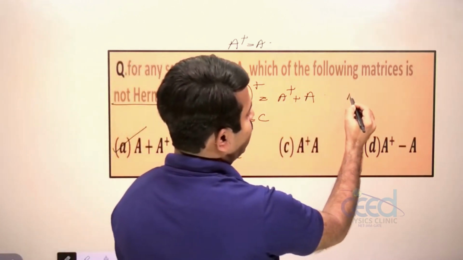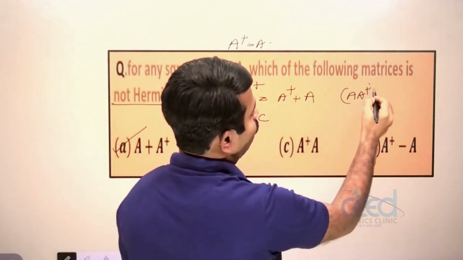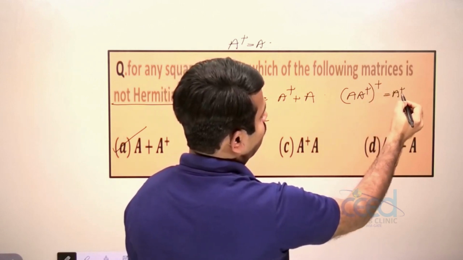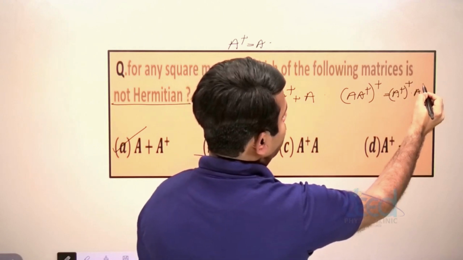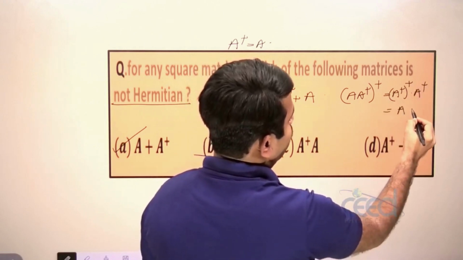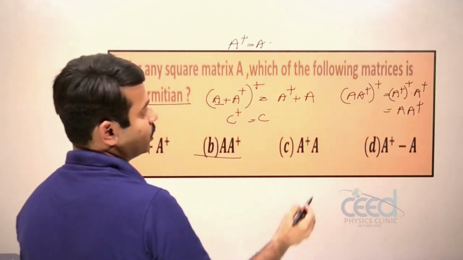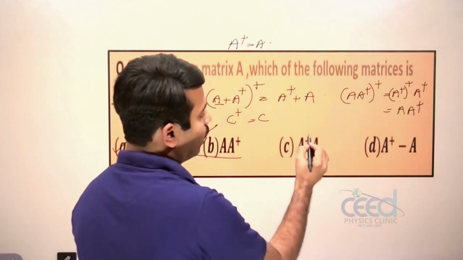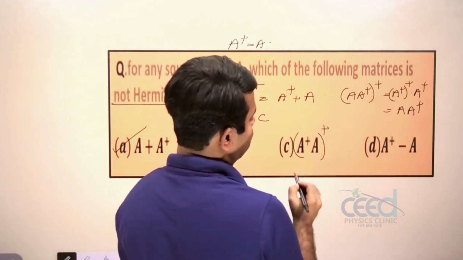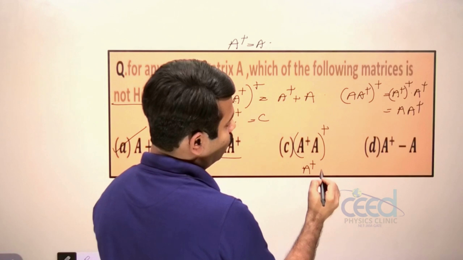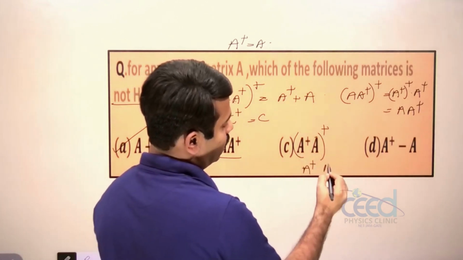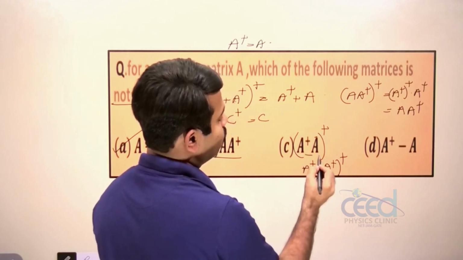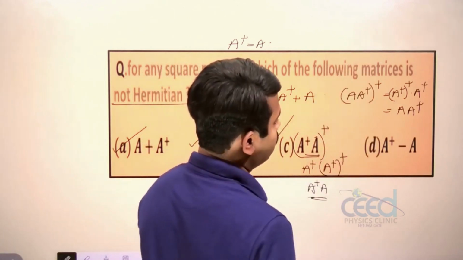Now check this. A A dagger, whole dagger. First take the second element, A dagger whole dagger, into A dagger. That means A into A dagger. We got the same, C dagger is equal to C. So this is also Hermitian. Now A dagger A, whole dagger you calculate. Then A dagger into A dagger whole dagger, the first element. Then A dagger A, the same matrix you got, right? That means this is also Hermitian.